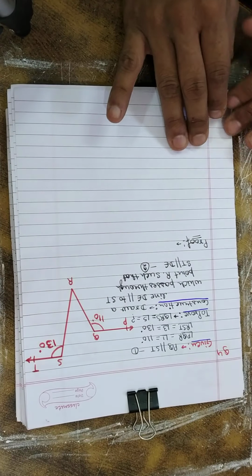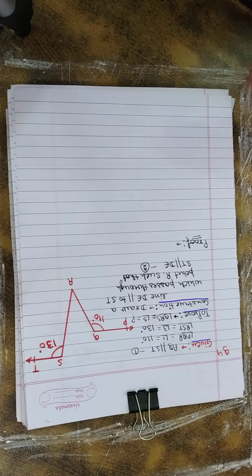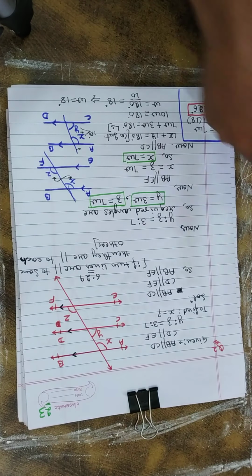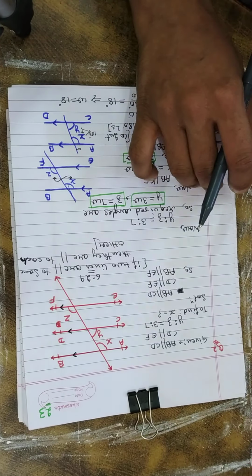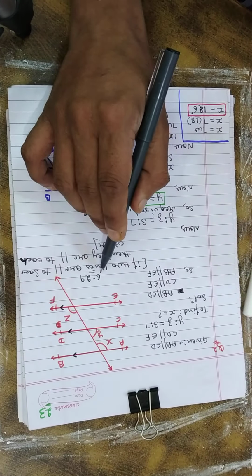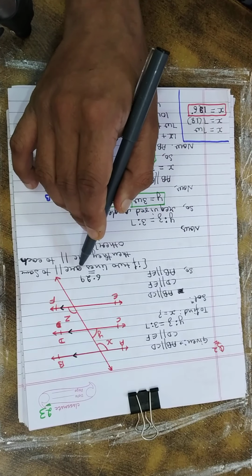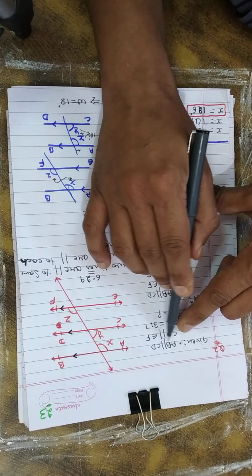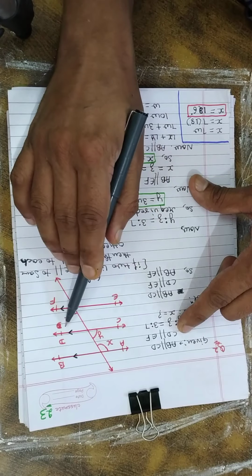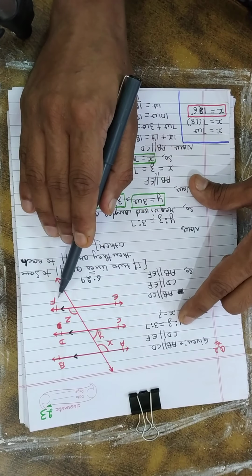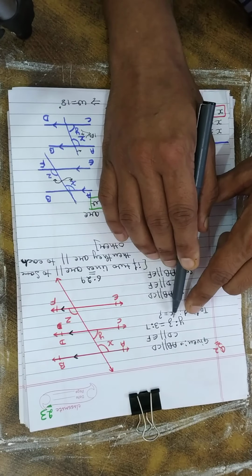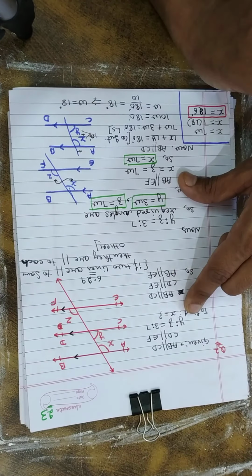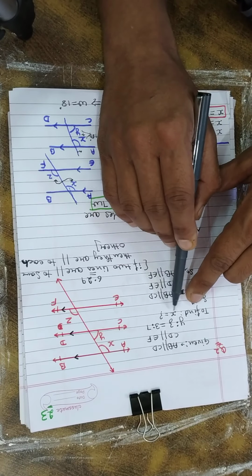Now question number 4. Before this we also have to cover question number 2 again. In question number 2, this is figure 6.29. It is given that AB line is parallel to CD and CD line is parallel to EF. We are given the ratio y to z as 3 to 7. We have to find angle x.